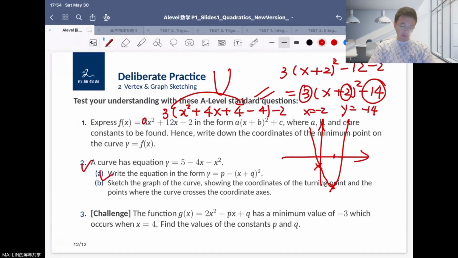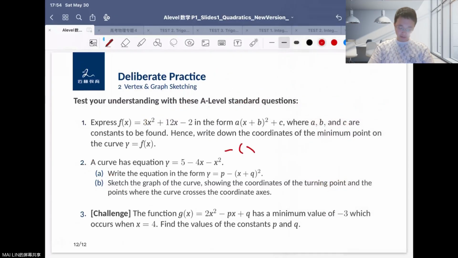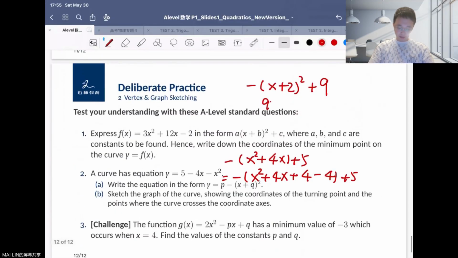And for the second problem, first write down the equation. We can first write it as negative x squared plus 4x, right? And then plus 5. So here we have to add an extra 4 and then minus 4 to make sure the two equations are equal to each other, right? And then plus 5. So this value you can calculate as negative x minus 2 squared, and then plus 4 plus 5 is plus 9, right? So we can set here that q equals 2 and p equals 9, right? That is how we can write down the equation right here.